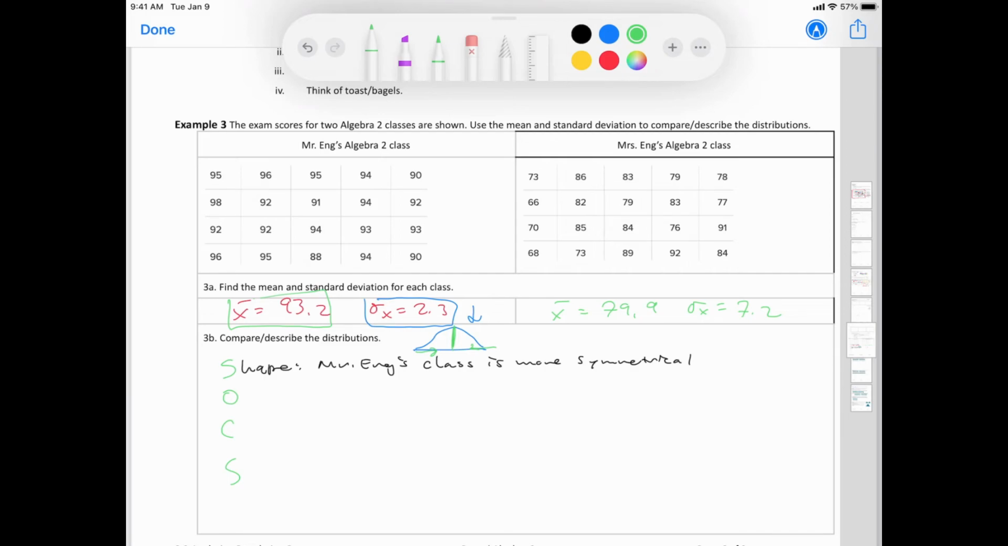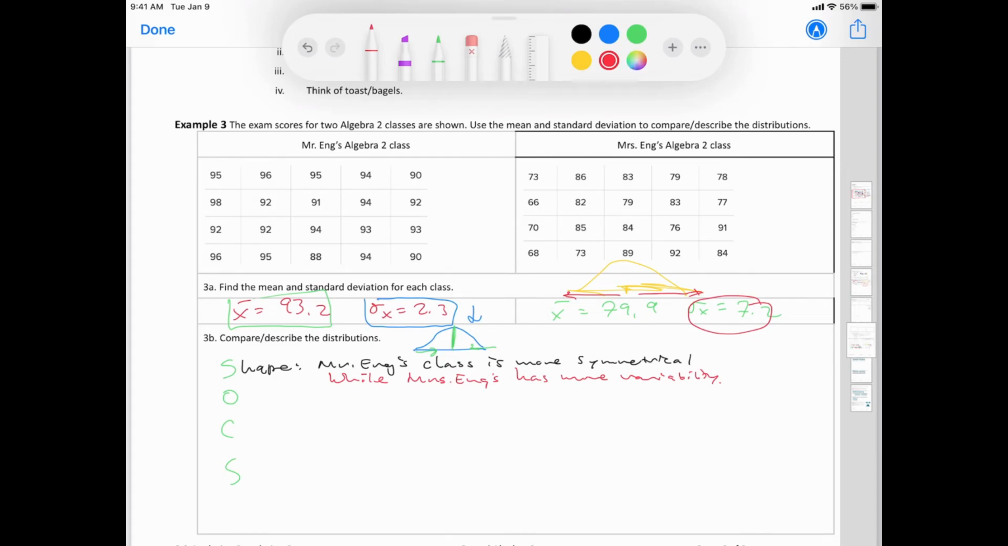Now, Mrs. Ng's class, in the middle is 79.9, and because you have a bigger standard deviation here, that means the jam is more spread out. The variability is more spread out. So, right, Mr. Ng's class is more symmetrical, while Mrs. Ng's has more variability. We don't have a shape because you can just make a dot plot yourself, but I don't want to take the time to do that.